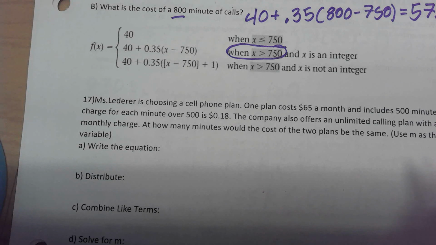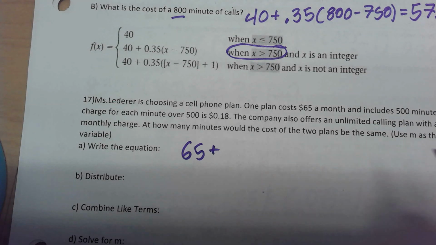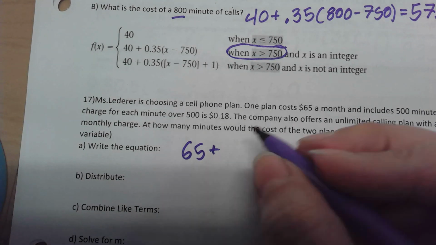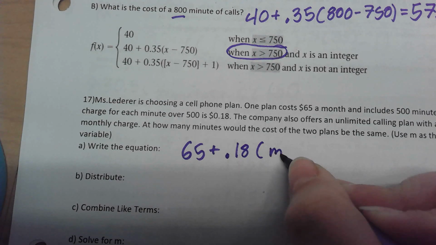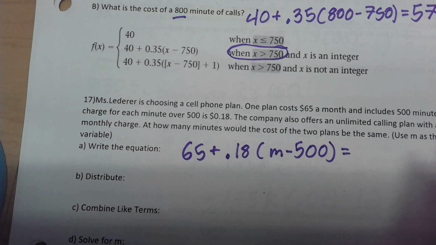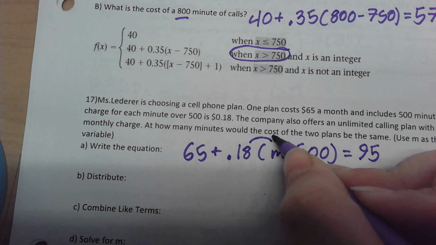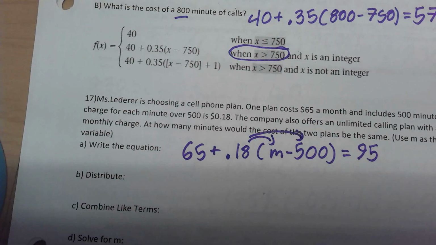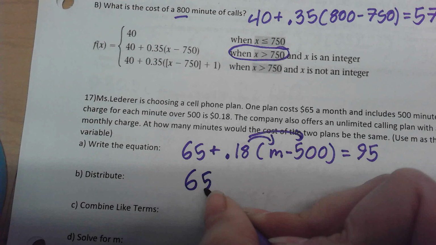Okay. So we're going to write an equation for this. We're going to use m per minute. So we're going to write it's 65 plus it includes 50 minutes. If it's over 500, it's 18 cents per minute. They have an unlimited plan that's $95. We're going to distribute it. So we distribute.